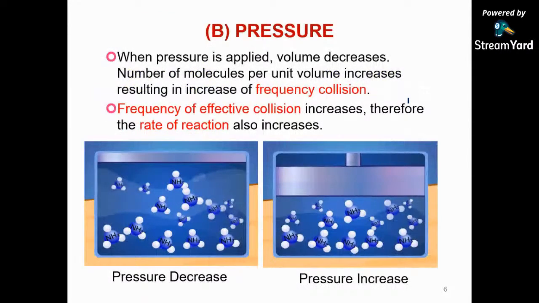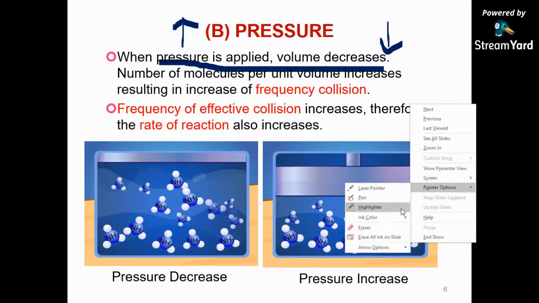Okay, pressure. Pressure we always have to relate with the volume. When pressure is applied, volume decreases. Pressure increases, volume decreases, so the number of molecules per unit volume increases, resulting in an increase of frequency of collision. Because initially, for example, here is 100 liters. Suddenly the pressure is exerted and the volume decreases, so the chance for each molecule to collide increases. That's why the frequency of collision increases. Then only will the effective collision increase. Therefore, the rate of reaction also increases.